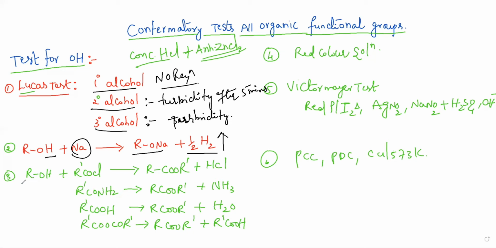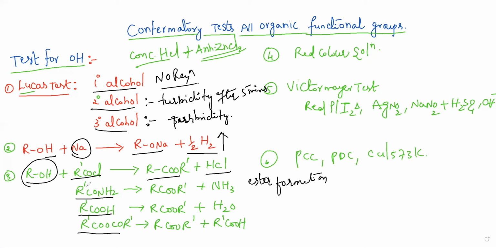Coming to the third test, which is ester formation. How is the ester formed? When alcohol reacts with acids or acid derivatives like acid chloride, amide, or acid anhydride, any anhydride. When alcohol reacts with RCOCl, we get ester plus HCl. Ester is a sweet smelling compound, so we can recognize that the given substance is an acid derivative and an alcohol.